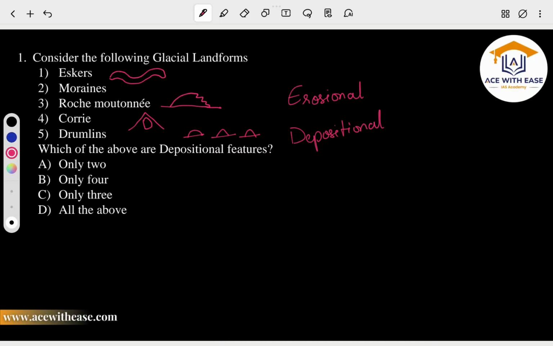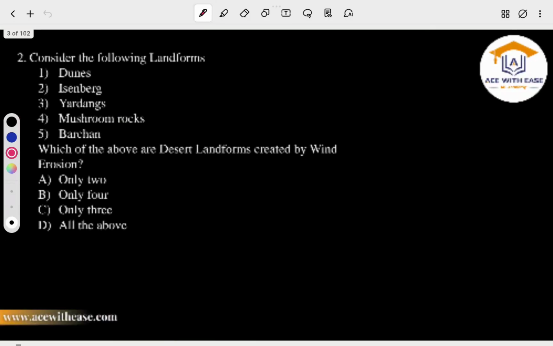So roche moutonnées and the kori are the erosional landforms, whereas the rest, for example eskers, moraines and drumlins, are considered the depositional landforms of the glaciers. So the only correct option here is 3.